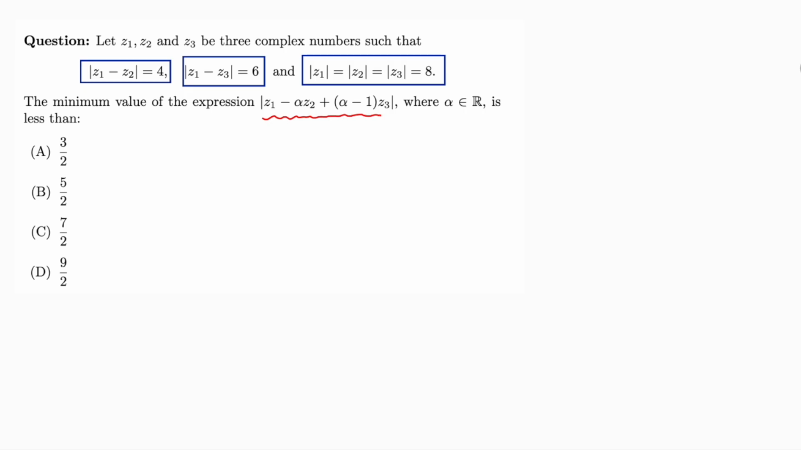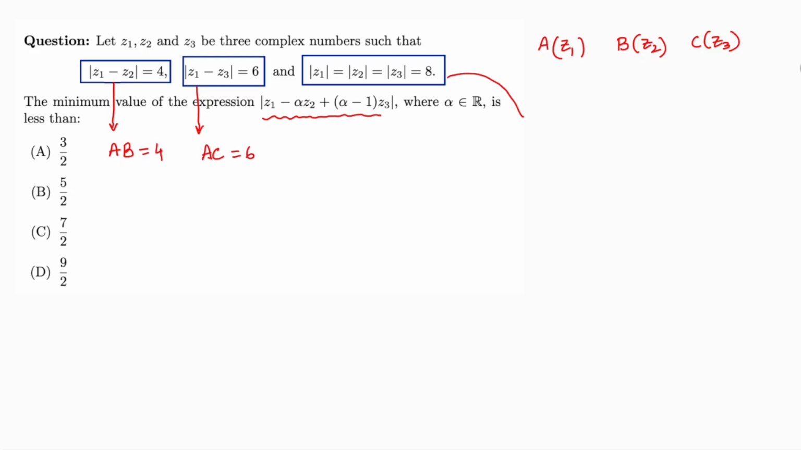Let's think about this problem geometrically. Let's say complex number z1 is represented by point A in the argand plane, complex number z2 is represented by point B, and complex number z3 is represented by point C. Then this data is basically the same as the distance between points represented by complex numbers z1 and z2 is 4. That means the distance between A and B is 4. This data is the same as saying the distance between A and C is 6.